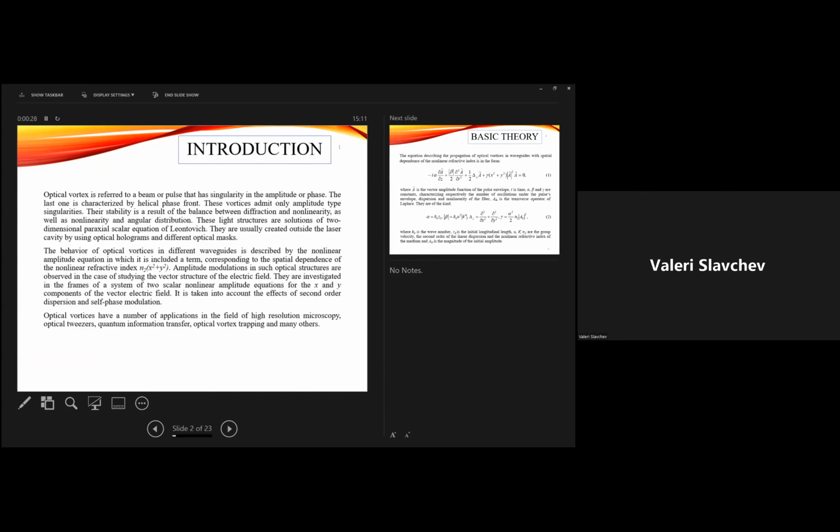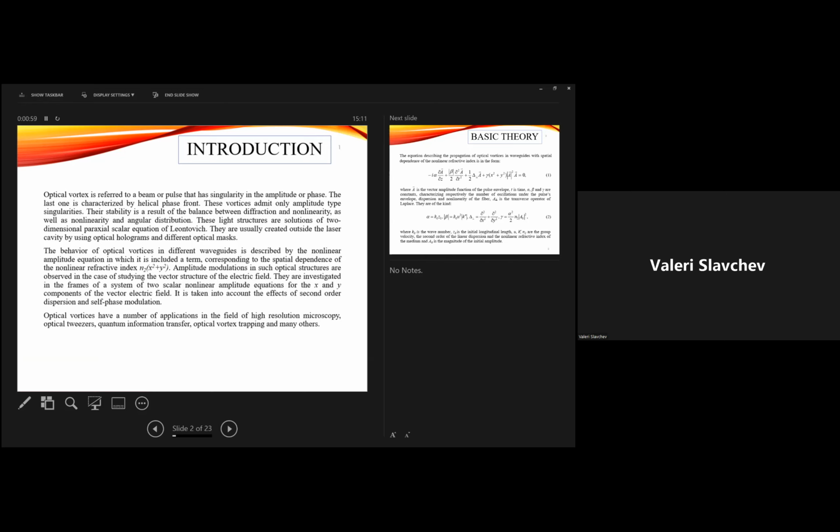Actually, an optical vortex refers to a beam or pulse that has a singularity in the amplitude phase. The latter is characterized by a helical phase front. These vortices admit only amplitude-type singularities, and their stability is a result of the balance between diffraction and non-linearity, as well as non-linearity and intensity distribution. These light structures are also a solution of the two-dimensional paraxial scalar equation of Leontovich.